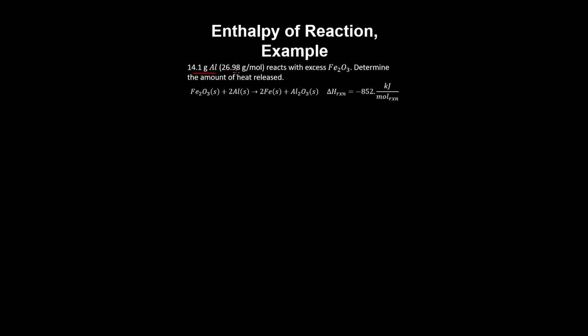14.1 grams of aluminium reacts with excess iron 3 oxide. Determine the amount of heat released. Well, the heat released due to the reaction is the enthalpy of the reaction. And here we have 2 moles of aluminium per mole of reaction. And then multiplying this by the number of moles of aluminium gives the heat released in the reaction.